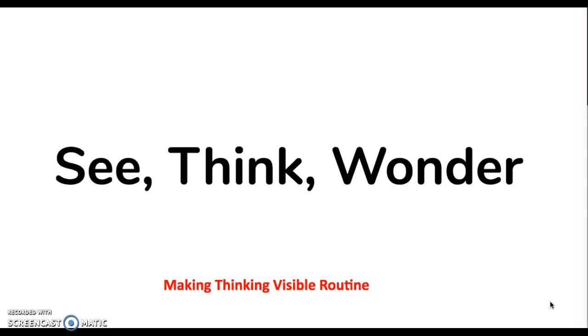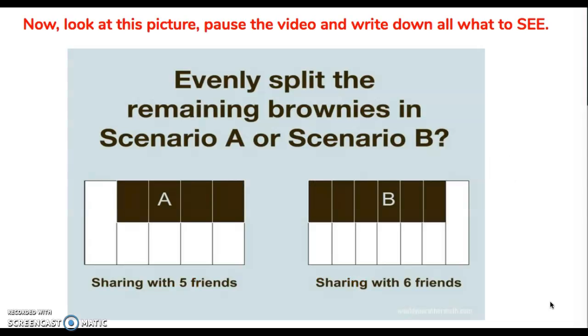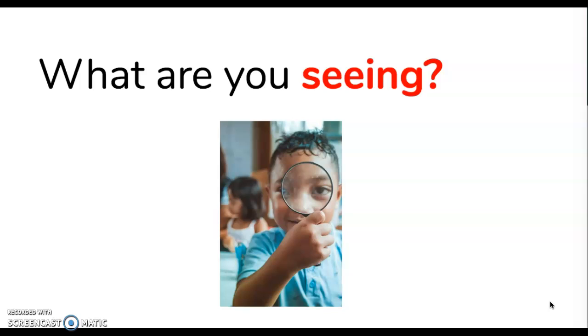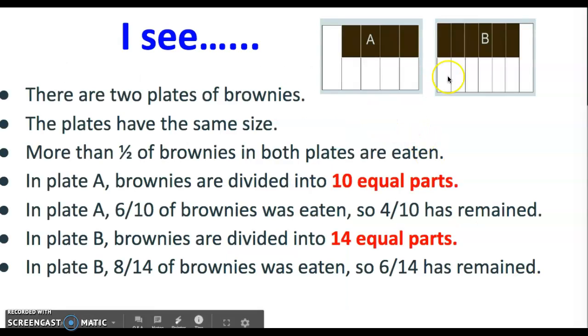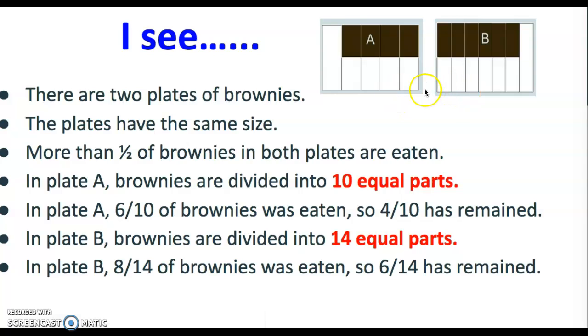Let's get started. Now look at this picture carefully, pause the video, and write down all what you see. What are you seeing? You might respond that you will see two different plates, plate A and plate B, but they both have the same size. More than half of the brownies in two plates are eaten.